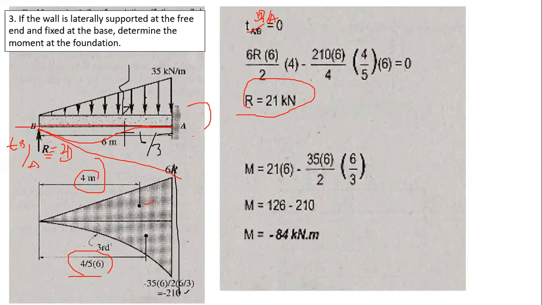Kasi moment dito is ito lang, ano? This is the moment. So what is the moment? 21 times 6 is positive, and then minus 35 times 6/2. Actually, that is just the area of this triangular load, 1/2 of 35 times 6. And then you have the centroid, which is this one, 6/3. You can have this value of the moment at the fixed end.